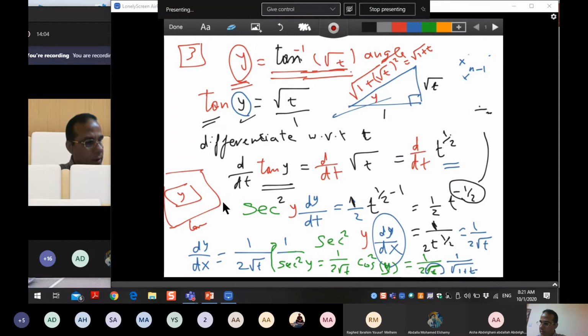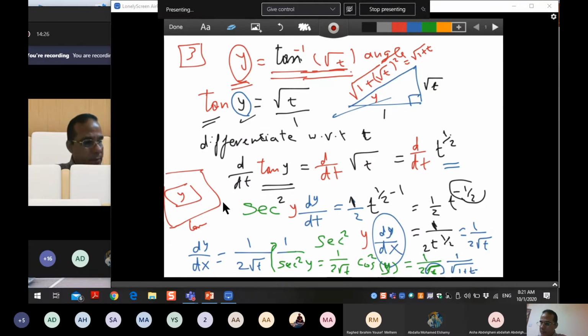Okay, it has a power, right? Now I get the result. The derivative of tan inverse of root t is 1 over 2 root t times root 1 plus t. Done.